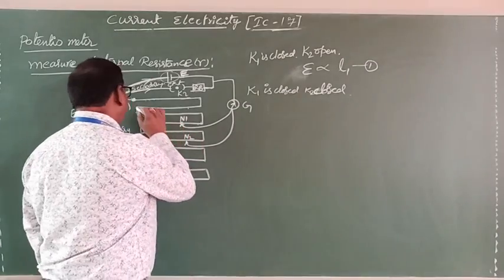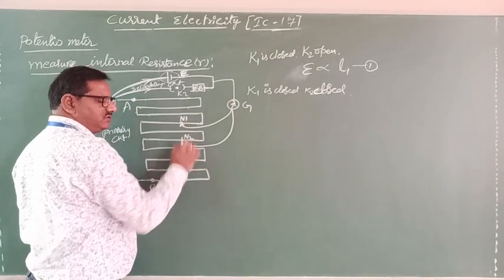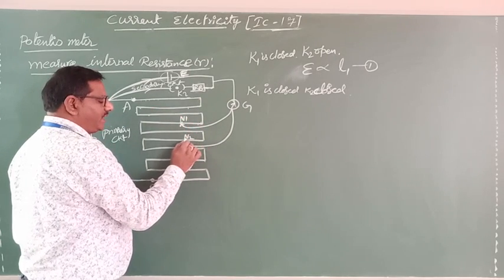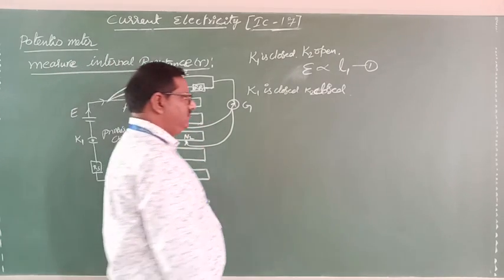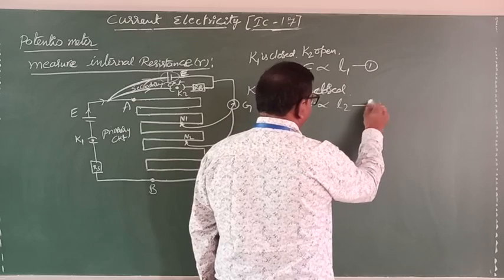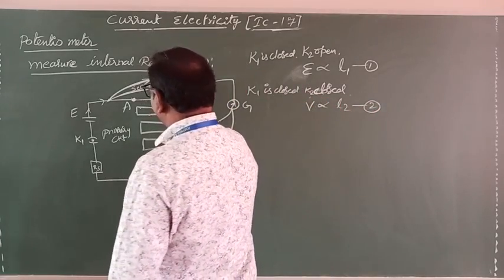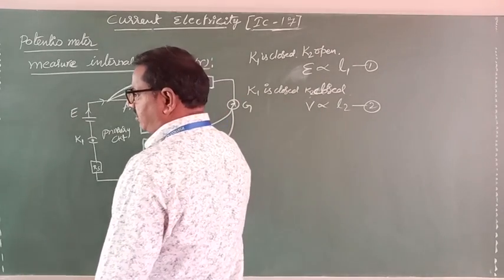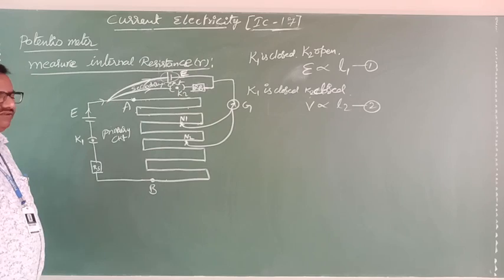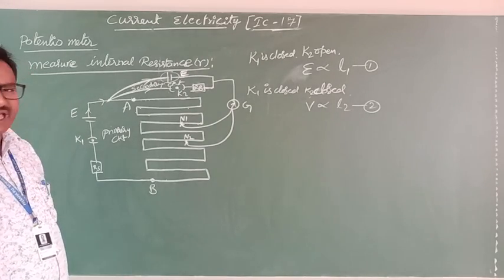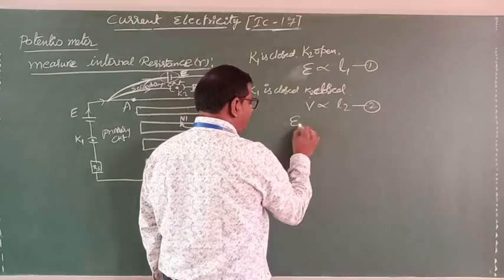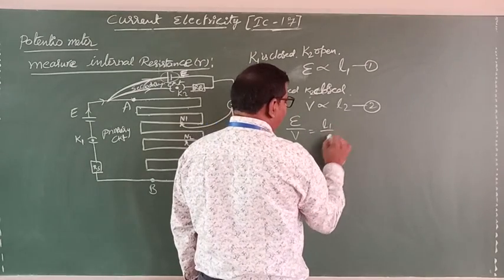Now the galvanometer again: the jockey moves from point A towards B to a particular length. While it touches a point at a particular length, it shows zero deflection. Then the terminal potential is considered, so V proportional to L2. When K2 is closed, the secondary circuit behaves as a closed circuit, and current splits. So the potential difference between any two points is represented as V, so V proportional to L2. Now compare these two equations: E by V equals L1 by L2.